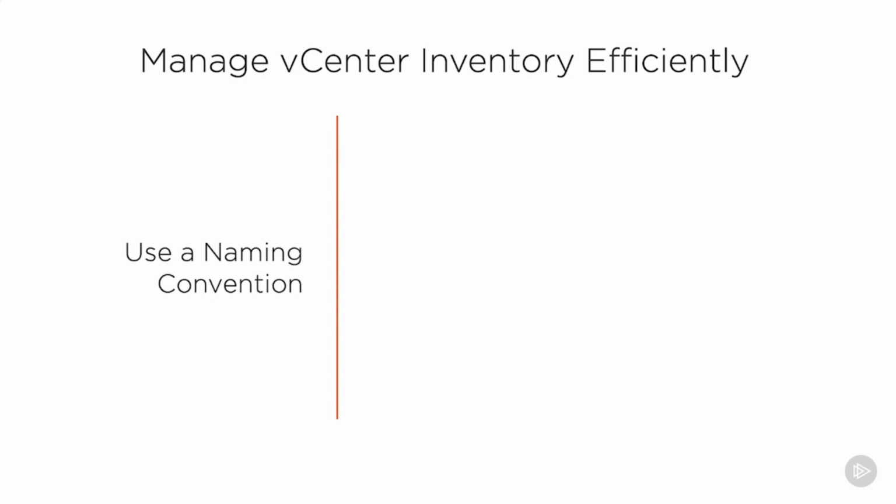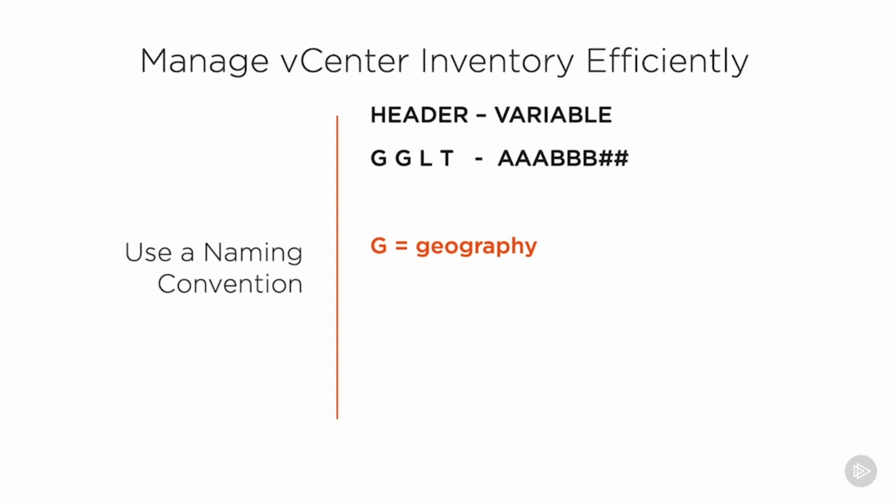He also recommended that your naming convention should be formatted with header-variable, where the header is represented by GGLT and the variables are represented by AAA, BBB, followed by 2 or 3 numerical digits. You might be wondering what those letters stand for. Well, it breaks down into G is for geography. For example, HH might be for Hilton Head, or NY might be for New York, or LA might be for Los Angeles.